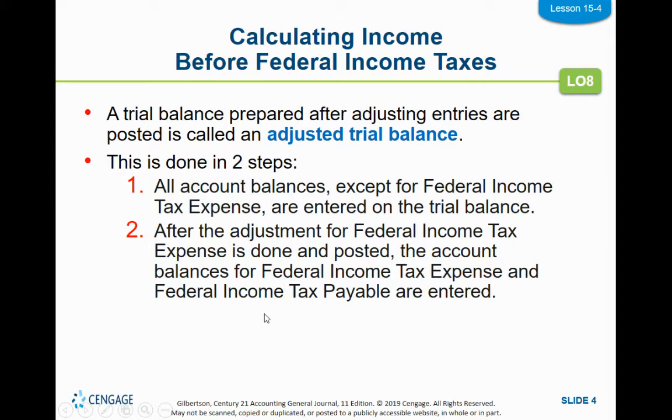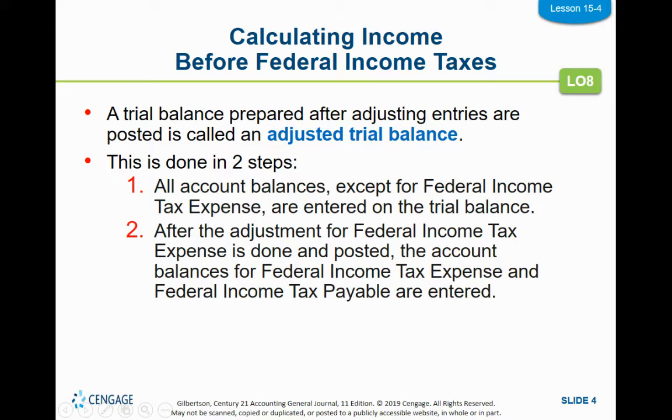So after you've posted those transactions, you're then going to do an adjusted trial balance, where basically you just go back through your ledger and do another trial balance where you list all of your accounts and what their balances are. These are going to be the balances of those accounts after adjustments have been made, all of them except the federal income tax. So you're going to have to do this in 2 steps. You list all those account balances except federal income tax expense. And then after the adjustment for federal income tax expense has been done and posted, then you fill those in on that adjusted trial balance.